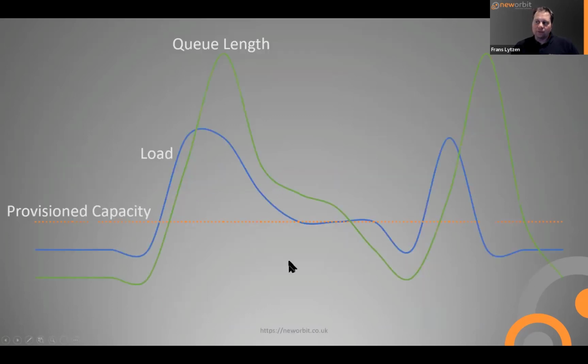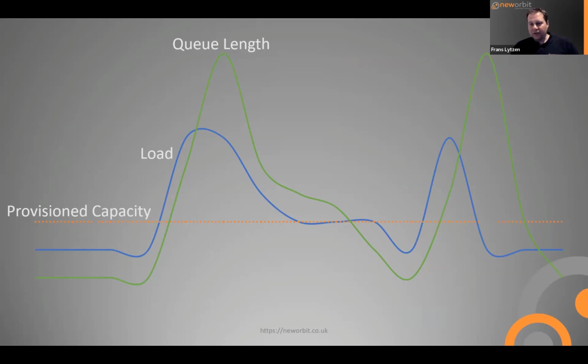So therefore you get something like this. You have a provision capacity that is down here, and the load goes way above the provision capacity, but it doesn't matter, because all that happened is that you just get more stuff on the queue for a little while. And then as the load starts to die off, the queue starts to be consumed again. And it's nice and easy.